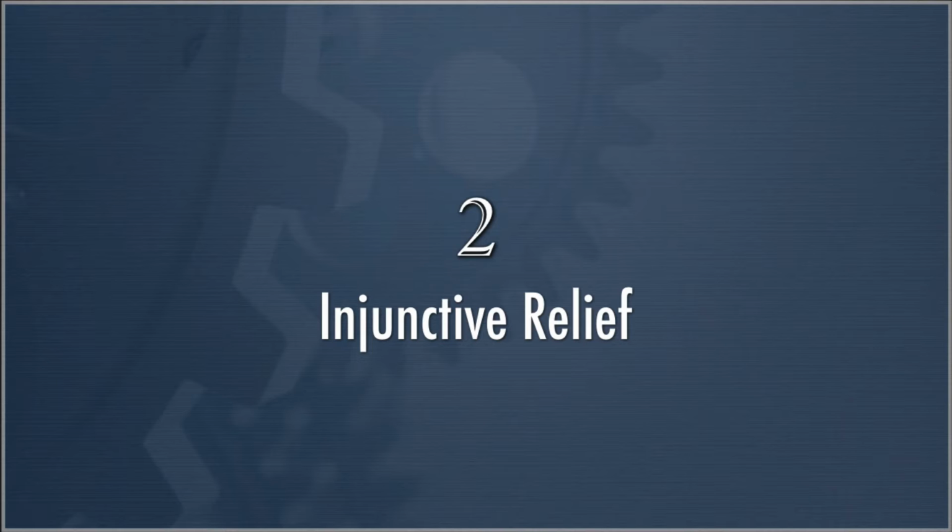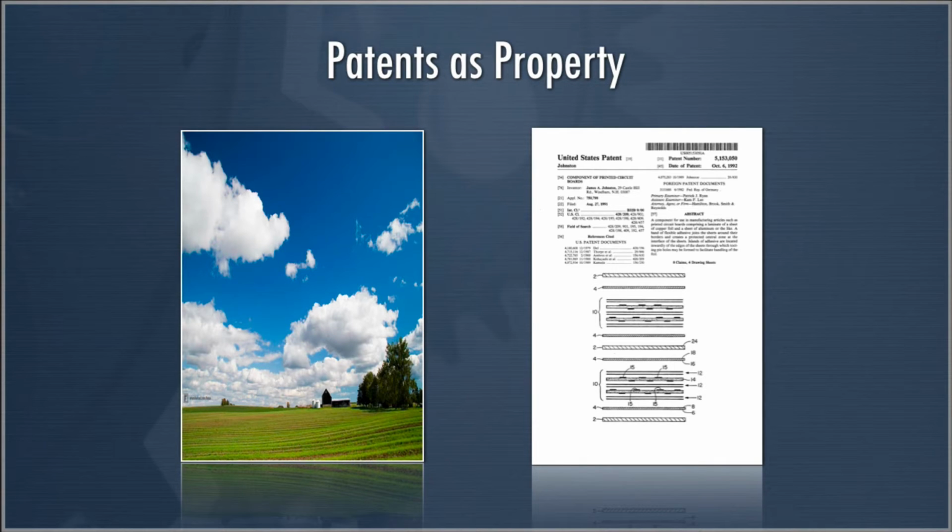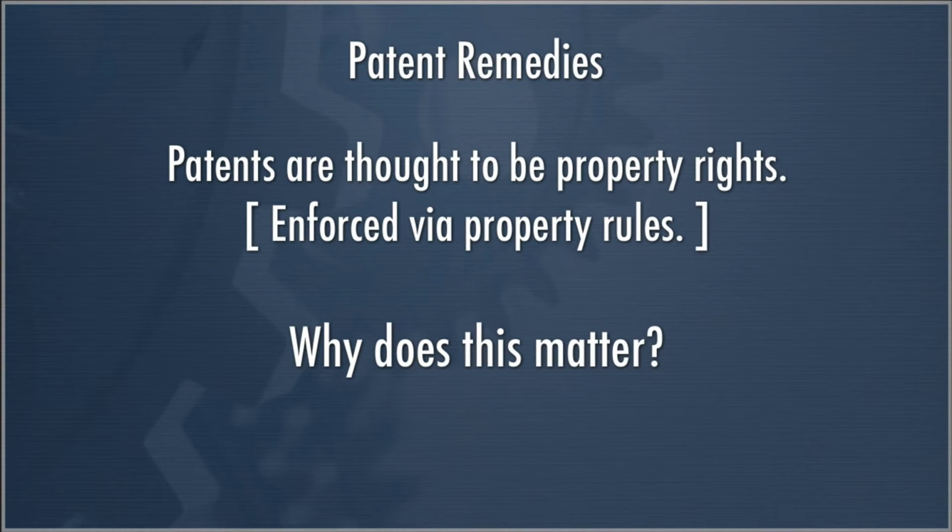So injunctions are powerful. And the core to understanding injunctions, I think, is to understand that we're thinking in this context about patents as property, right? That a patent might be just like a piece of land, right? How is a patent like a piece of land is in fact an important question. So patents are thought to be property rights, and they're enforced by what we call property rules.